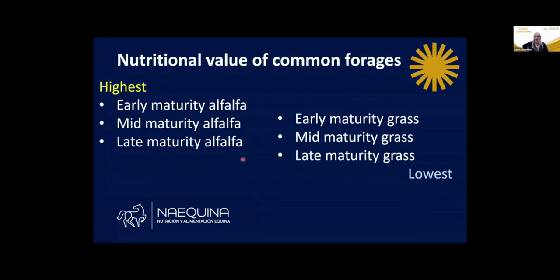So if I were to line them up then to think about nutritional value of these common forages, the highest nutritional value is going to be with early maturity alfalfa, then mid-maturity alfalfa, then early maturity grass, then late maturity alfalfa, then mid-maturity grass, and then the lowest is going to be late maturity grass. So if you think about them in that context, now you can sort of rank the particular forage in terms of its nutrient value, and that can then help guide you on what its best purpose is going to be, which we'll talk about in a minute.